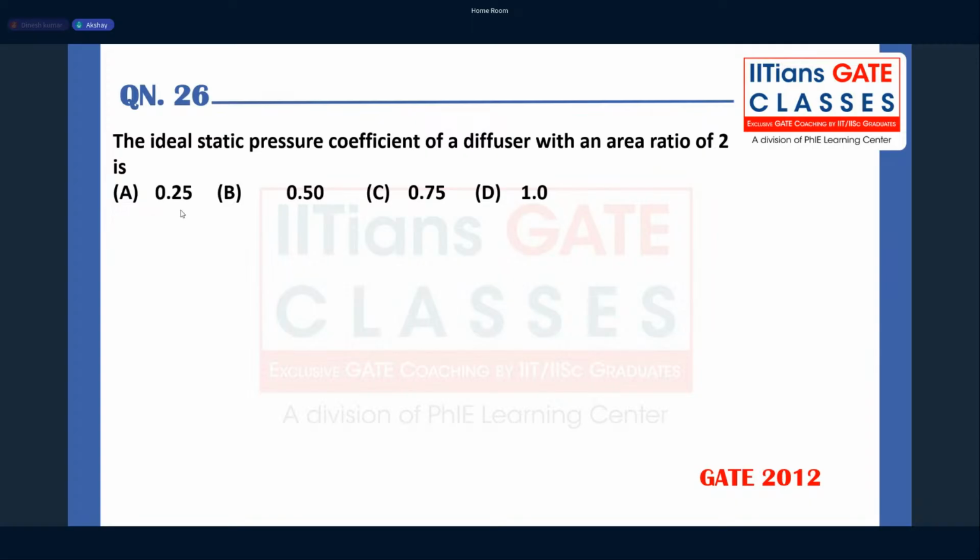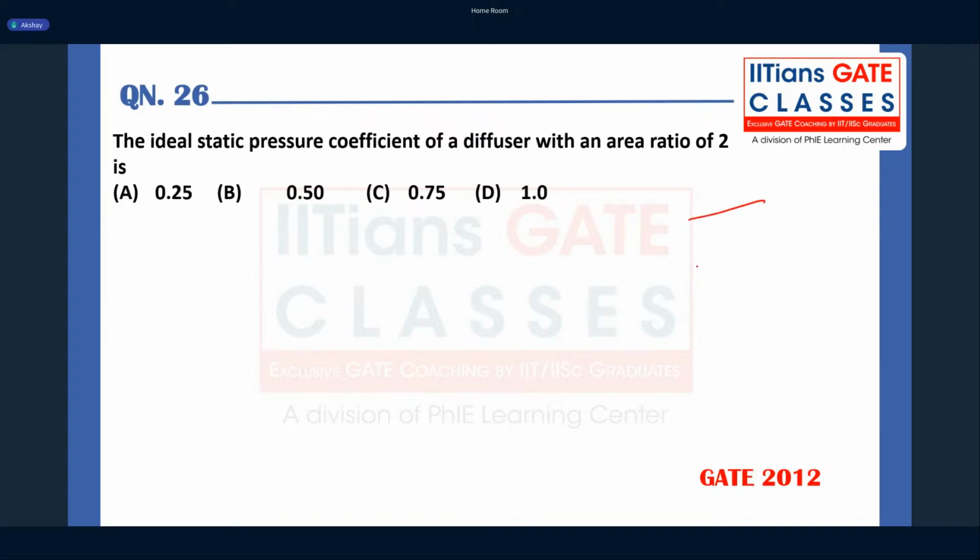Let us try to solve these questions, guys. This one is: the ideal static pressure coefficient of a diffuser with an area ratio of 2 is. That's what they are asking. I deliberately took this question in this PYQ because it looks like a diffuser problem straight away, but it is not exactly from whatever we have discussed so far. So sometimes it is very easy for us to get confused, right? I like this problem in the sense that it's a very interesting fundamental problem to look at.